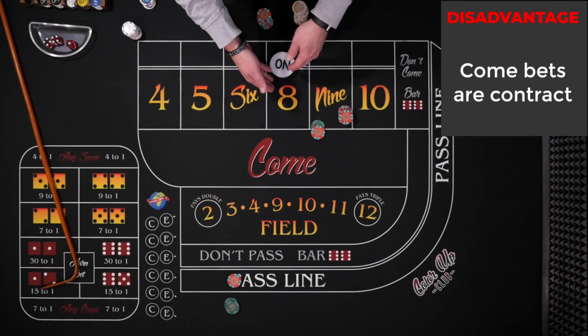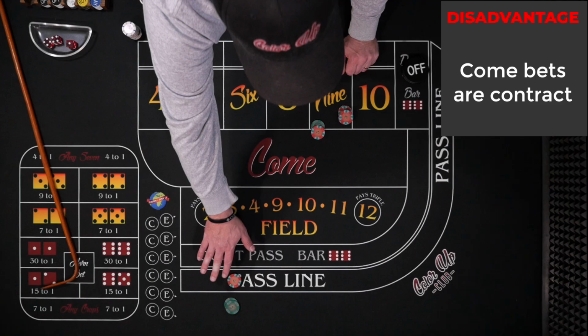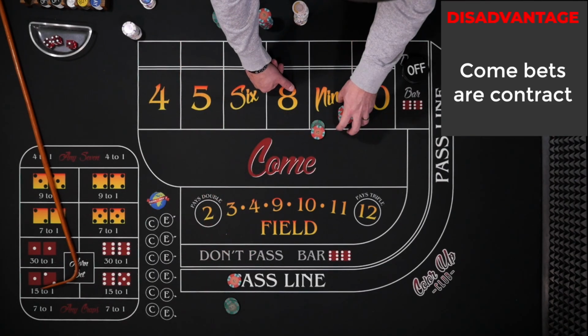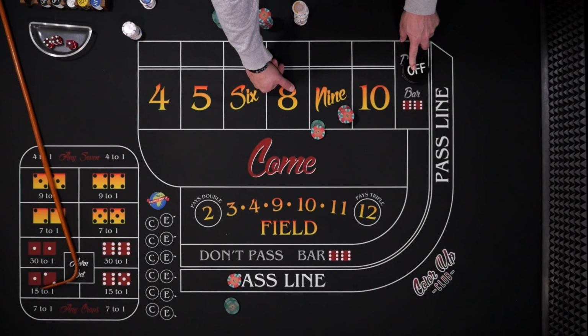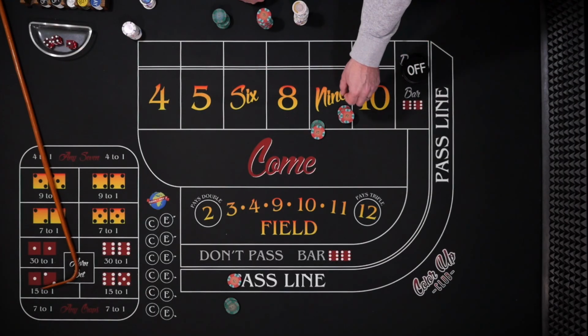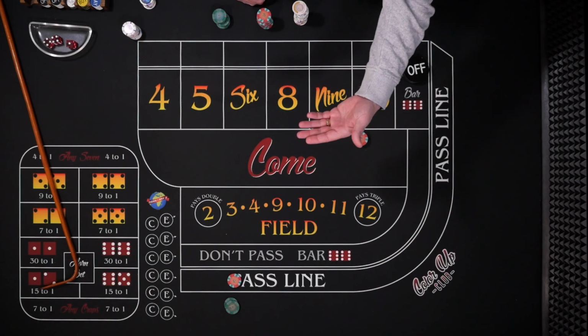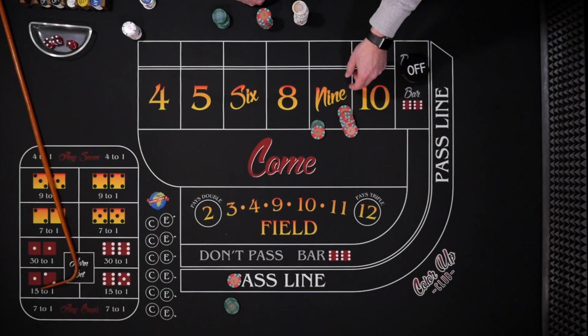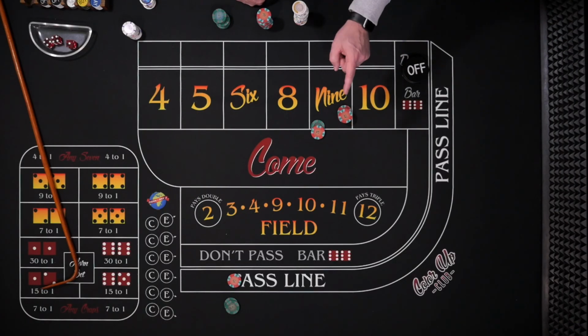So let's say our 8 rolls, the puck comes off, this player gets paid, great. What does it mean that a come bet is a contract bet? Well, even though our puck is off, this bet is always working. So again, the puck's off, we want to roll a 7, right? Well, if we roll a 7, our come bet will lose. Our odds are off, but our come bet is a contract bet.